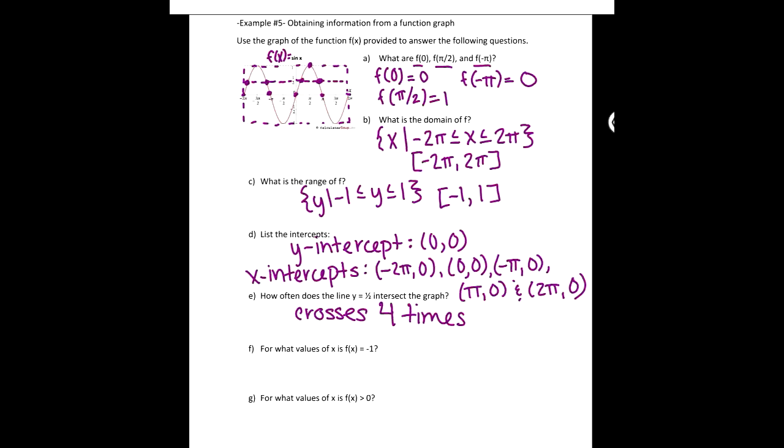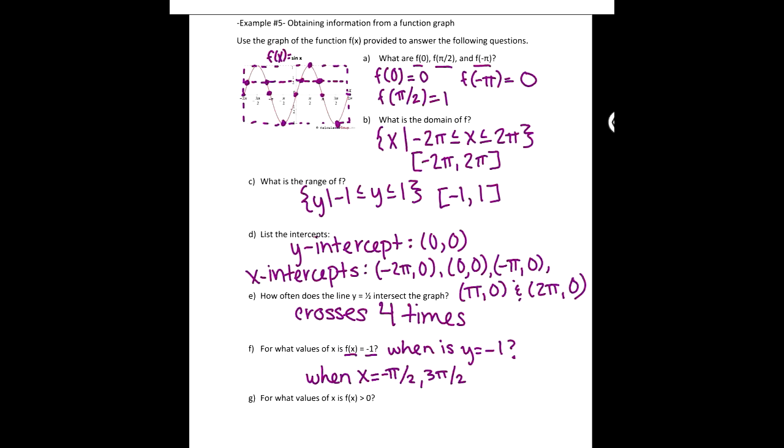And for what values of x is f of x equal to negative 1? So really it's asking when is y negative 1? So y is negative 1 at negative pi over 2 and 3 pi over 2. So it's when x is equal to negative pi over 2 and 3 pi over 2.